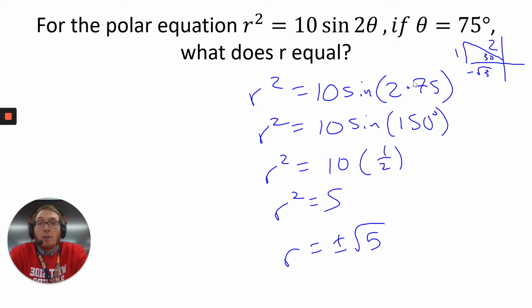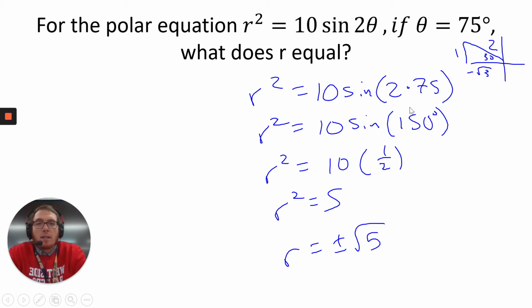Okay, the next one you'll notice has r squared. The only difference here is there's going to be two answers, one positive, one negative. Think about if it was x squared equals 9. When you square root it, you get plus or minus 3. Same idea here. Sine of 2 theta. Sometimes students think, oh, I've got to change this to something else. Well, you can plug it right in.